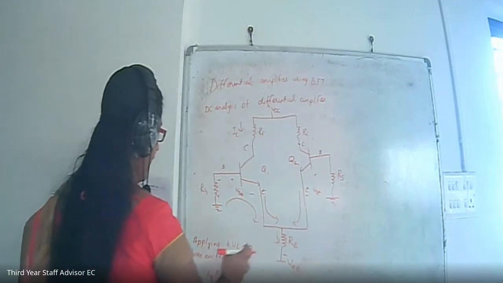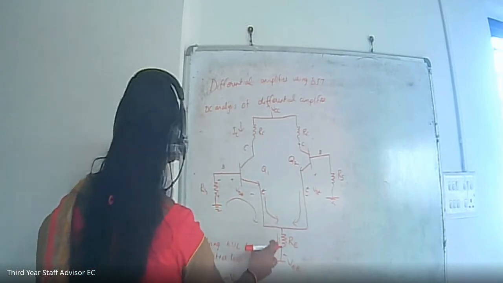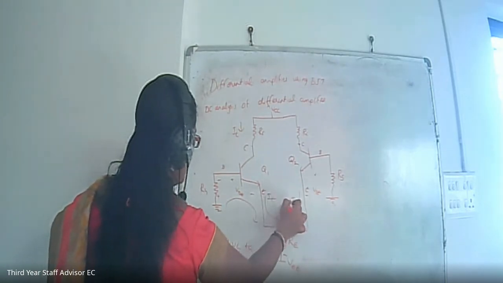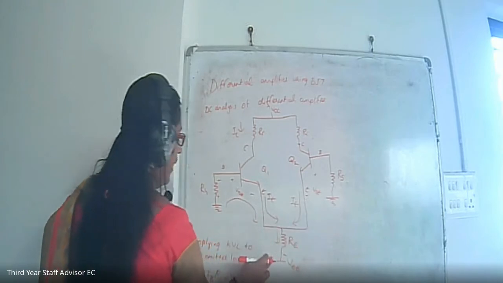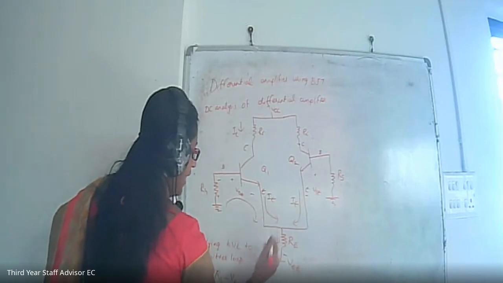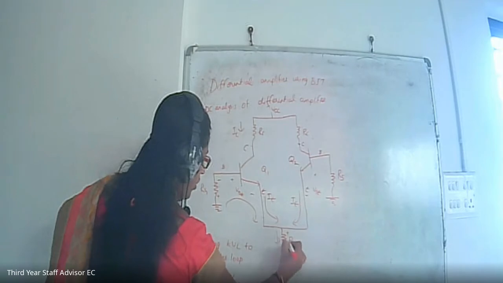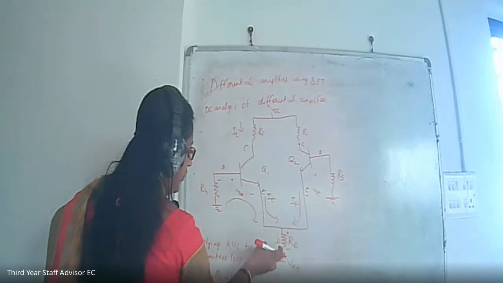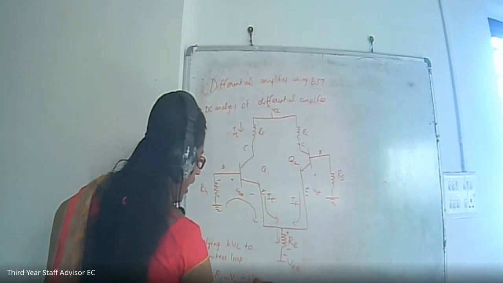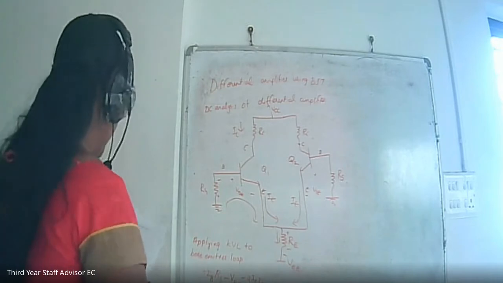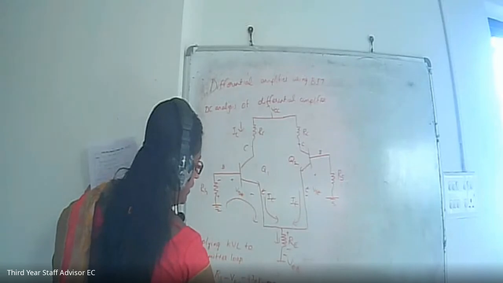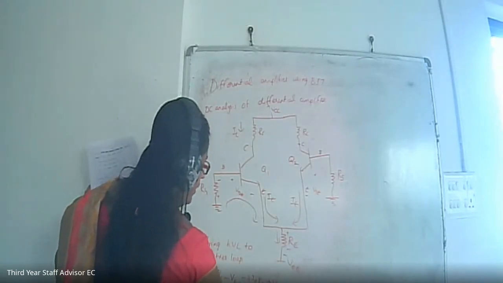Next, the emitter current is flowing here. If IE is the emitter current through this side, then through the RE resistor the total is IE plus IE. That means 2 IE into RE is the potential drop across it. Here also the current flows from higher potential to lower potential, so the sign will be minus 2 IE into RE. And next, here the potential is minus plus, so it is plus VEE, equal to 0.